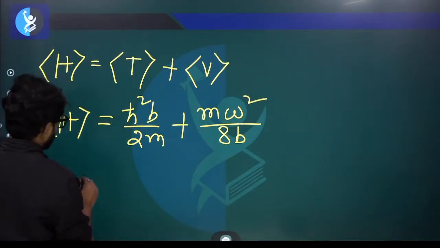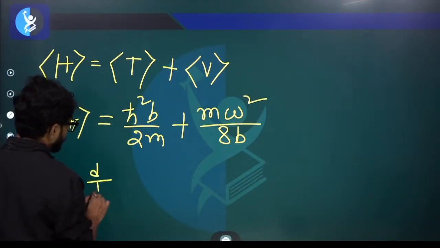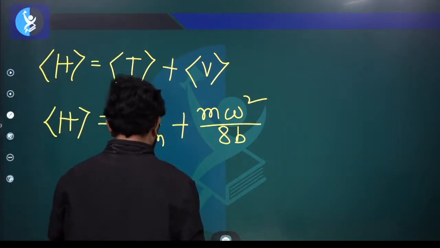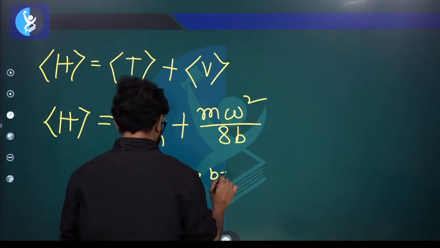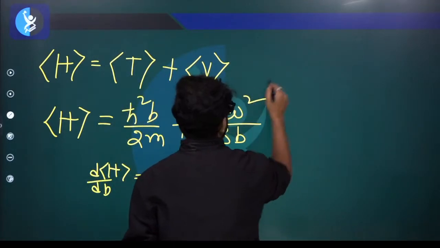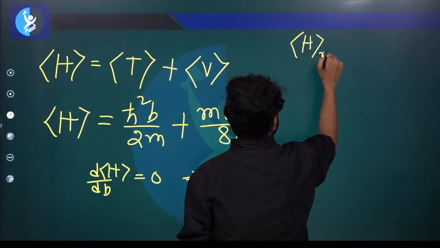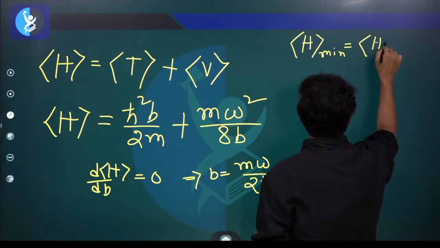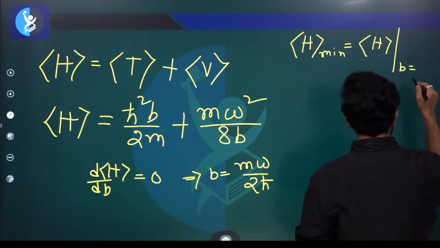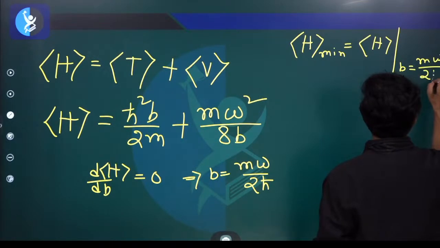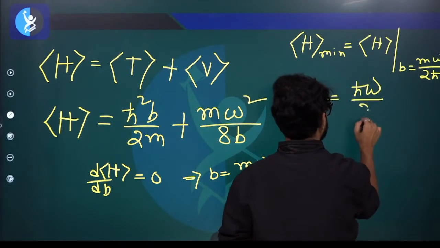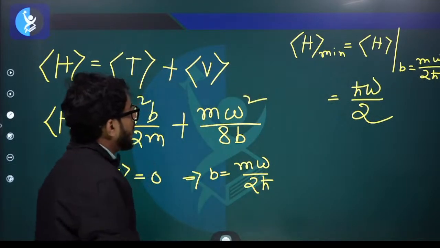So to get H minimum, d/db of the expectation of H equals 0. You put it and solve the equation. If you do that, you will get b equals m omega by 2 h cut. Now you can put this into the function. So the expectation of H minimum equals the expectation of H at b equals m omega by 2 h cut, and then you get h cut omega by 2. So this is the fact.